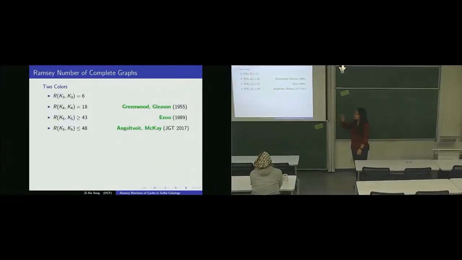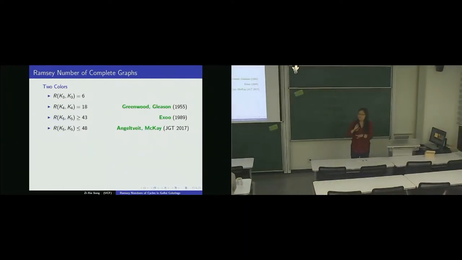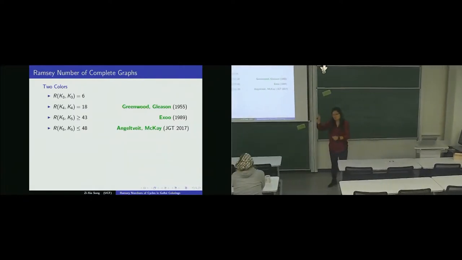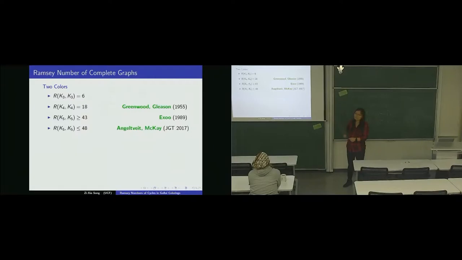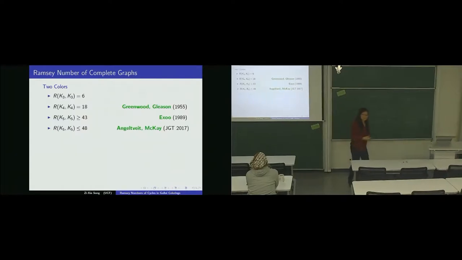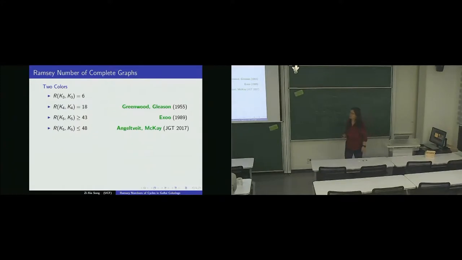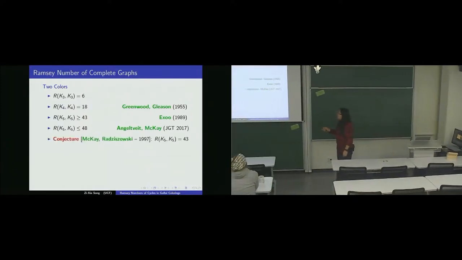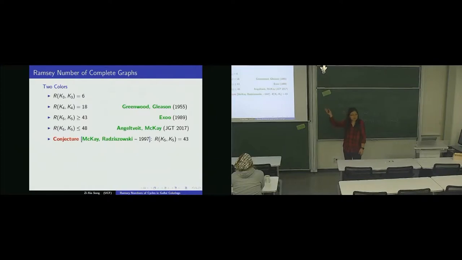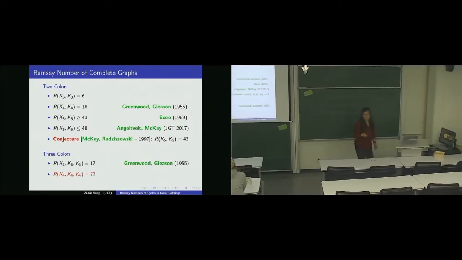Okay? The lower bound now is 43. The record now is 43. The upper bound record dropped by one two years ago, from 49 to 48 now. It was published in the Journal of Graph Theory, a computer-assisted proof there. But it's widely believed that the lower bound is the right number. Now, we will come back to this conjecture later. For three colors, that's all we know. Okay, that's all we know.